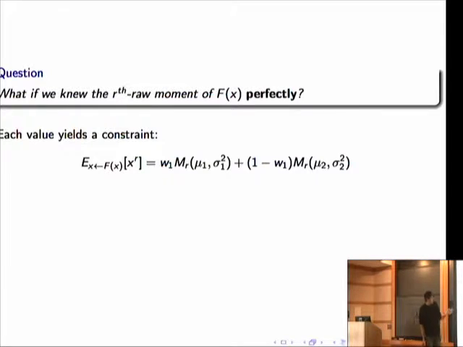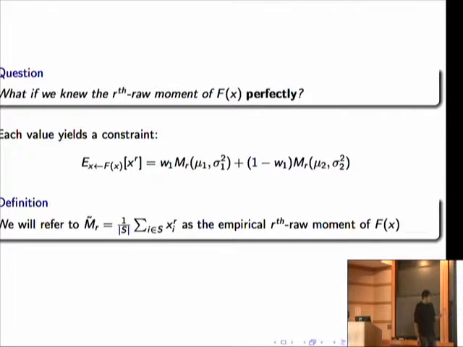Okay, so in fact, we can expand it. If we take the rth raw moment of a mixture of two Gaussians f of x, then the resulting rth raw moment is just the convex combination of the rth raw moments of the two constituent Gaussians, where each term is weighted proportional to the mixing weights of the two Gaussians. And so if we knew the scalar value of the rth raw moment of f of x, we'd have a polynomial constraint on the underlying parameters. So the answer is knowing an rth raw moment tells us a polynomial constraint.